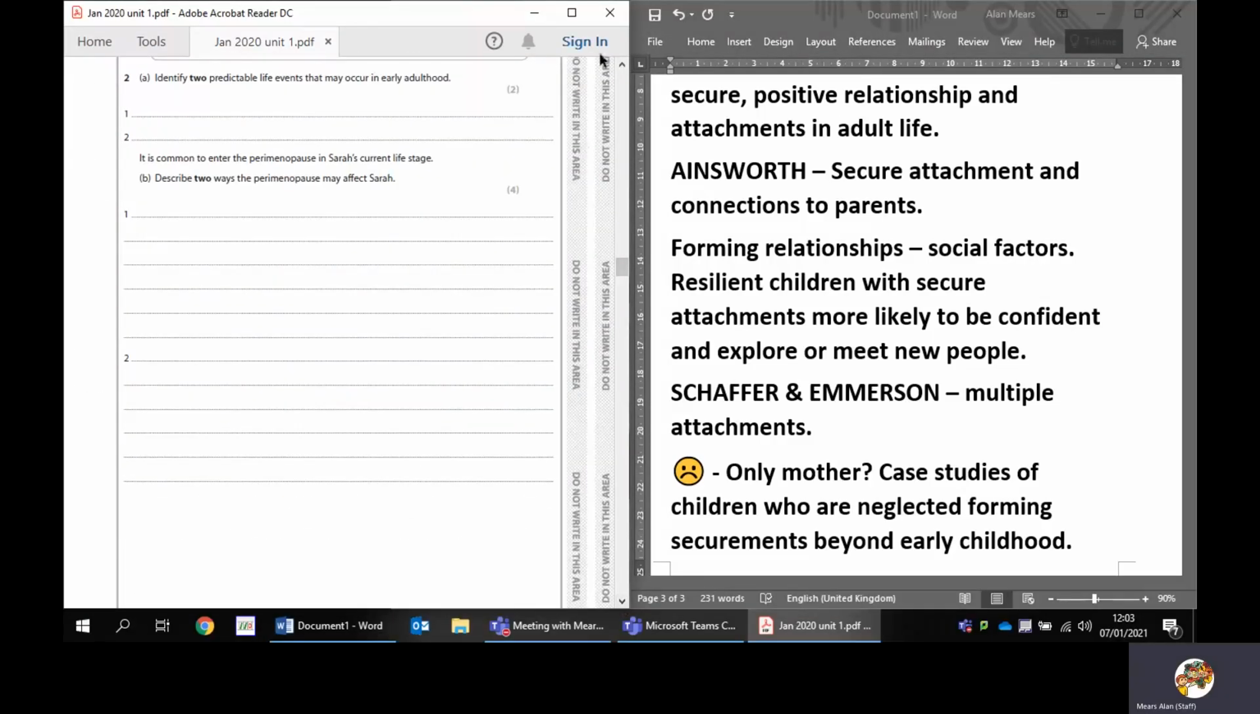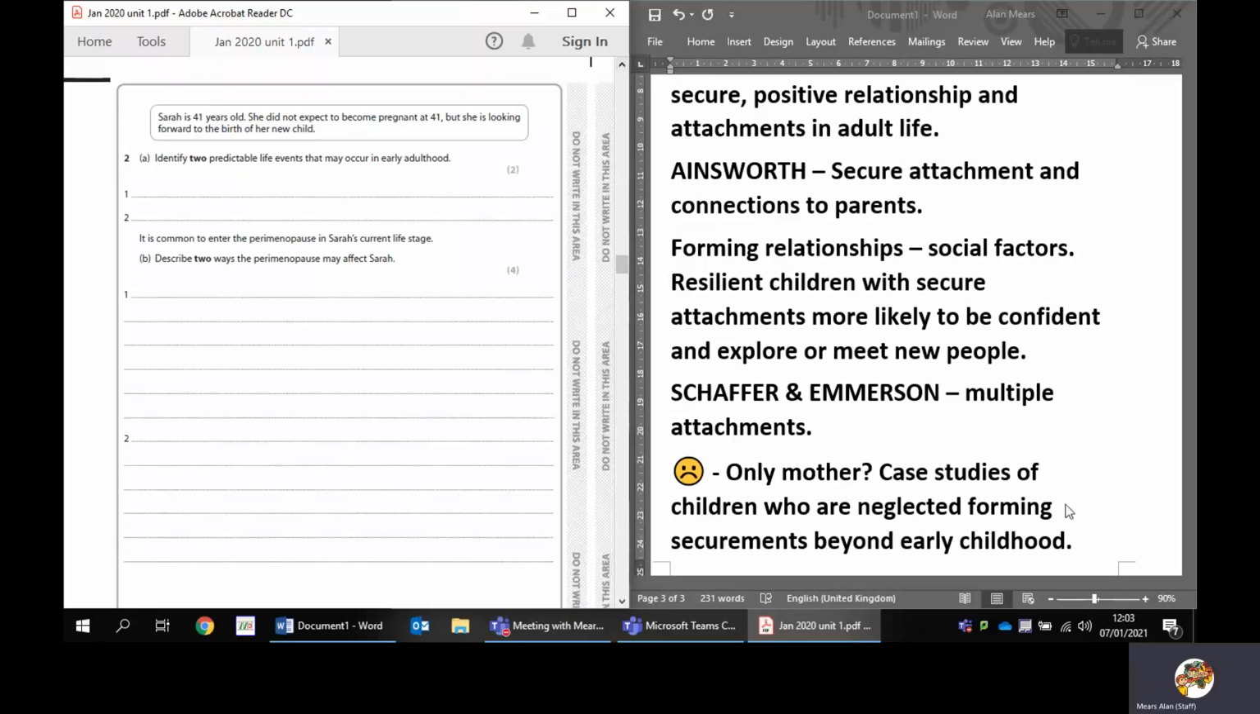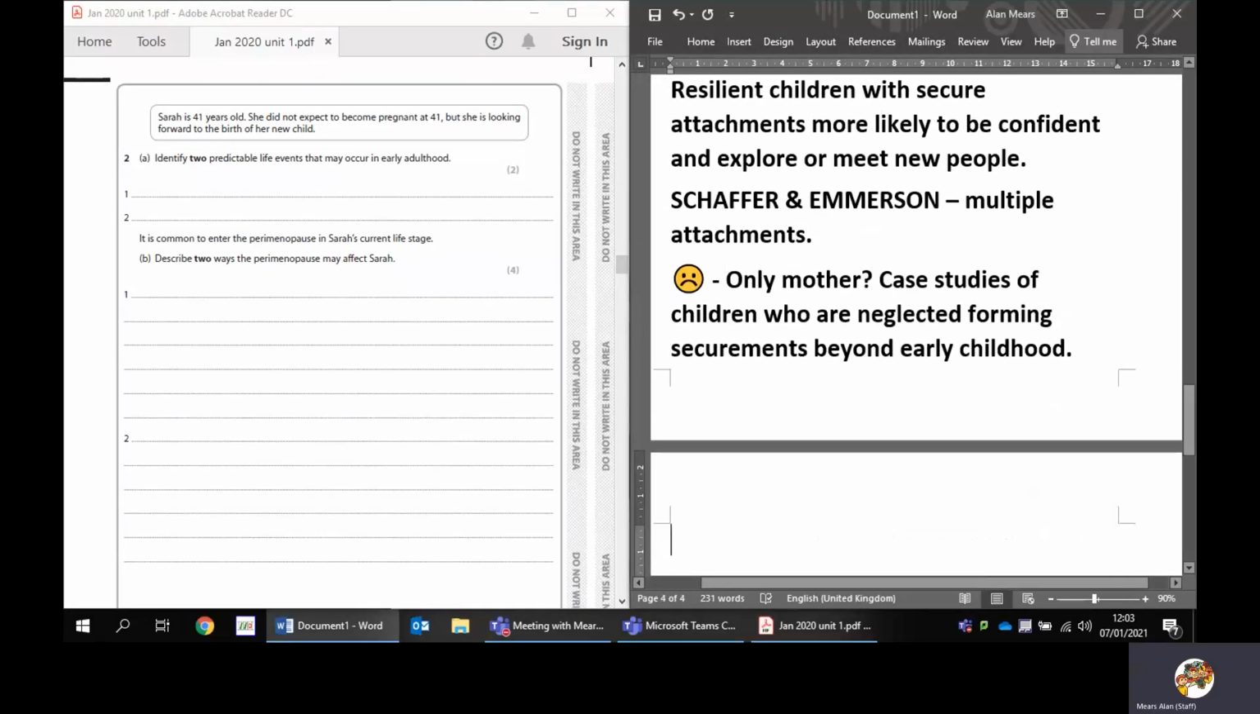So we'll move on to the next set of questions. So we'll move this down to 2A. So we've got a new case study character here. So it's coming back to Sarah. Sarah is 41 years old. She did not expect to become pregnant at 41, but she's looking forward to the birth of her new child. Identify 2 predictable life events that may occur in early adulthood.